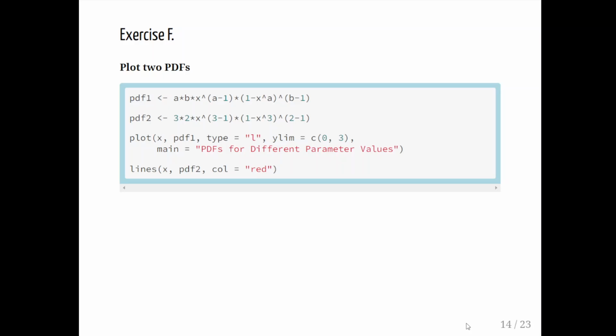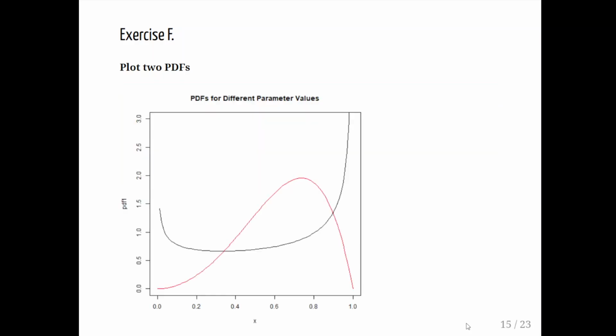And down below we have lines. This is where we superimpose the curve for the second case. X is the x-axis values. PDF2 gives us the y-axis values. These are the probability density function values for the sequence from 0 to 1 spaced out, for the second case. And it is red, this plot. So there we have it.